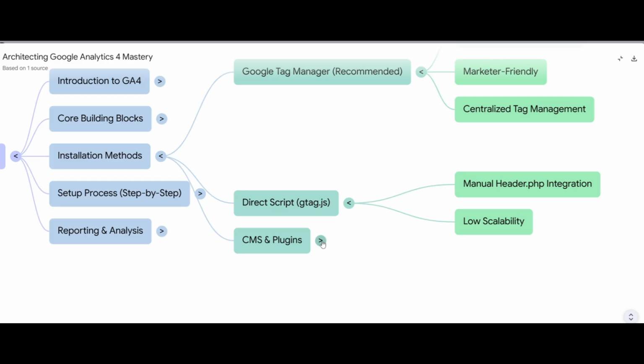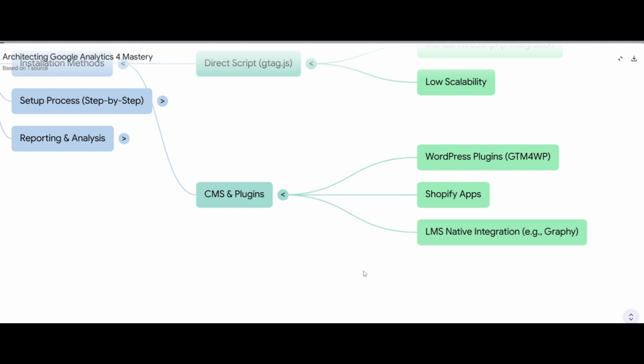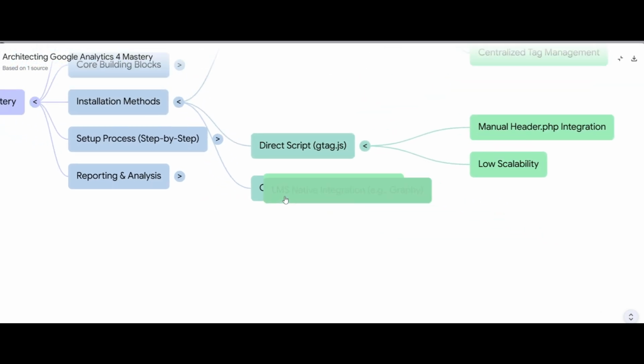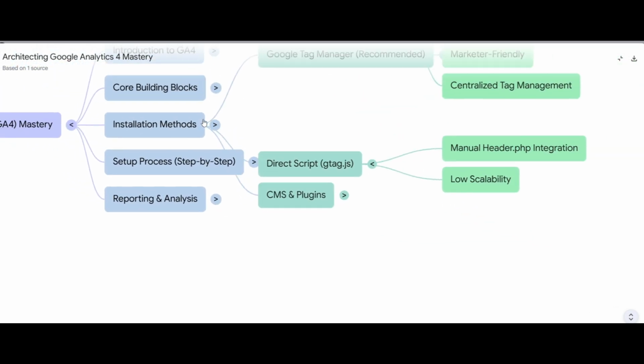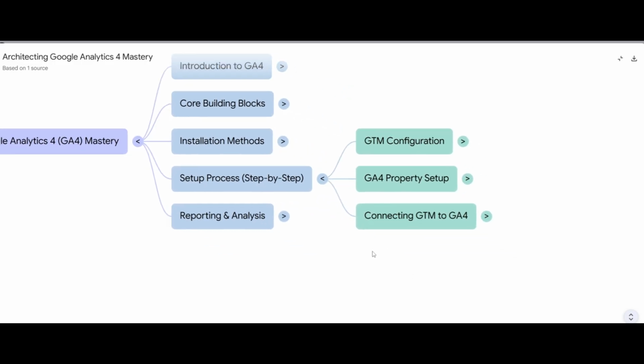And it comes to CMS, content management systems. It comes to WordPress, and with the WordPress plugin, we can add it to your website. And Shopify apps, it could be very natural, and LMS native integration, like Graphy. I think you know about Graphy. Graphy is a very smooth tool. And the setup process is very useful.